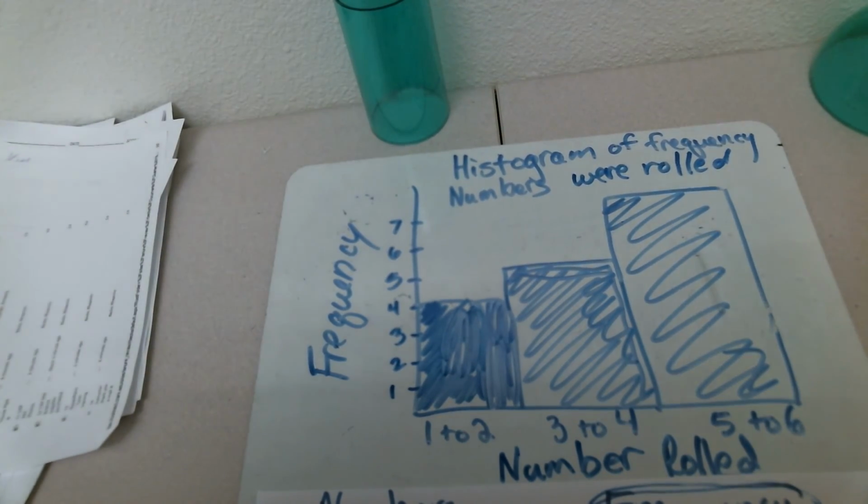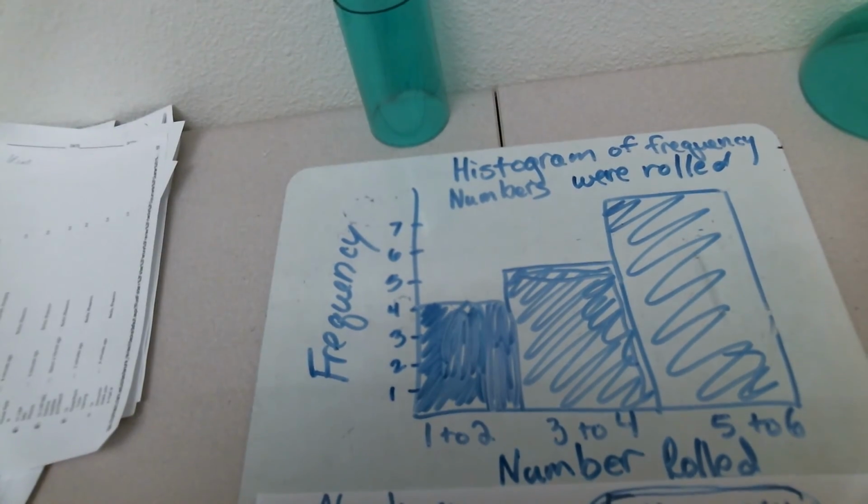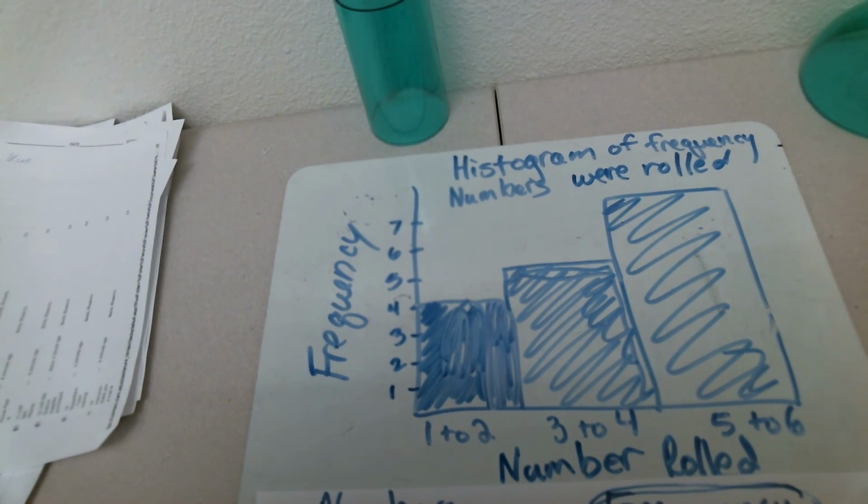So I'm going to let you play around with this. I'd like you to work on pages 10 through 15 of your packet, of your salmon colored packet.